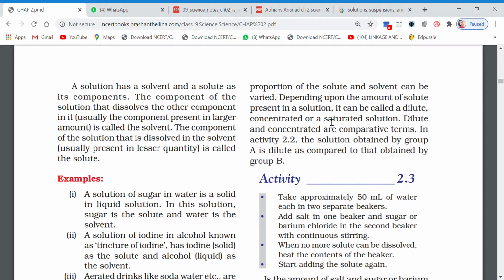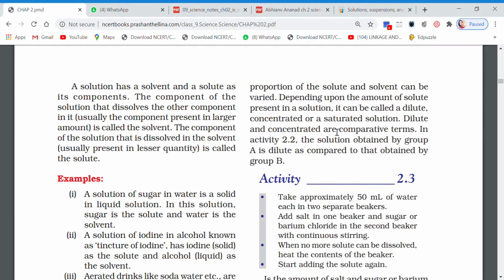And if I ask you to put the 8th spoon also, if I tell you that after putting 7 spoons, put an extra spoon of sugar also, you will say, ma'am, it is not dissolving. Now why is it not dissolving? Because the solution has been saturated.